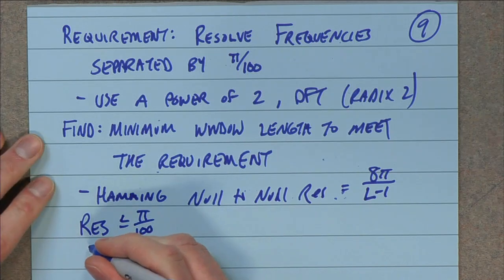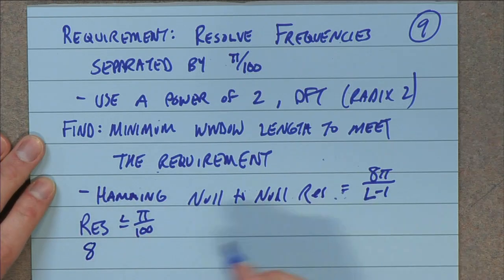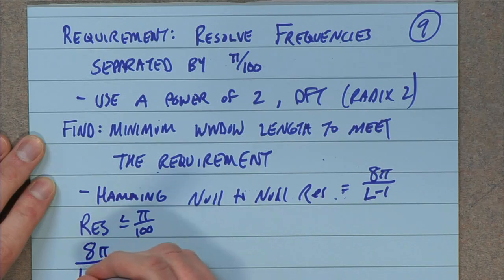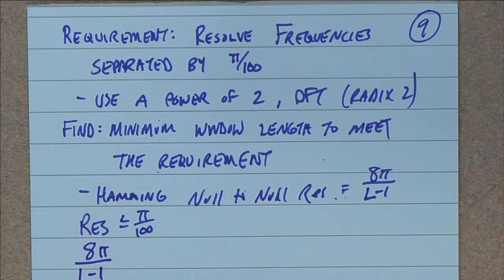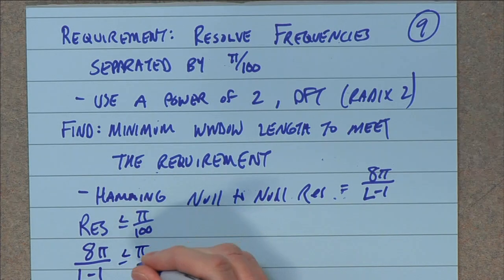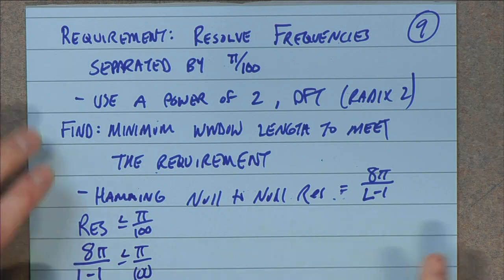So I also know that 8 pi over L minus 1 would be my resolution if I was using a Hamming window. And it had better be less than pi over 100. That's our requirement.